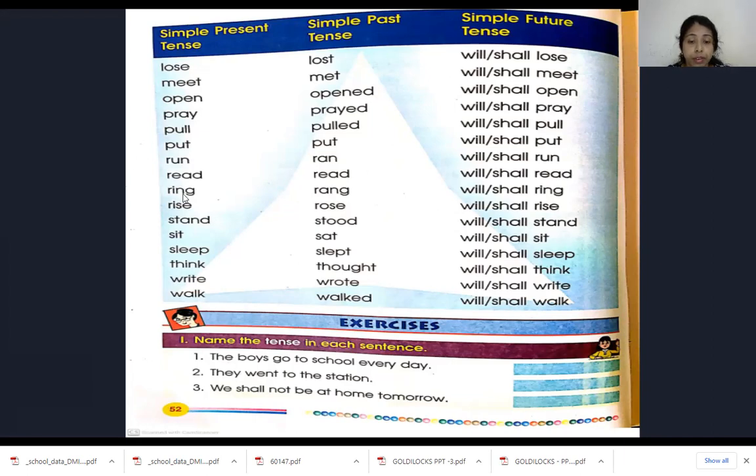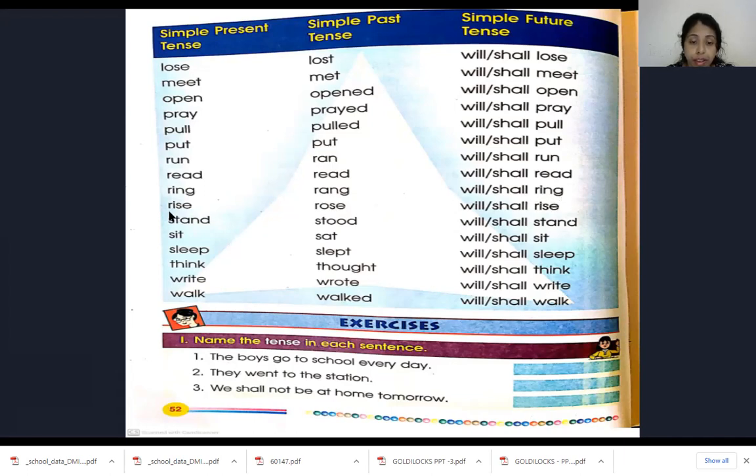The next word is ring. For the present form, it will be ring, and for the past form, it will become rang. Ring, rang. And for future form, we need to use will or shall before the word ring, and it will be will ring or shall ring.